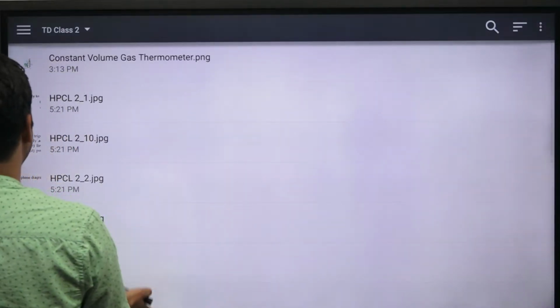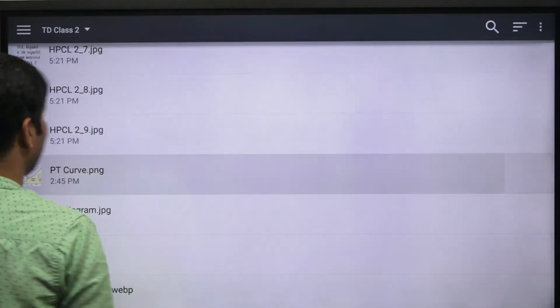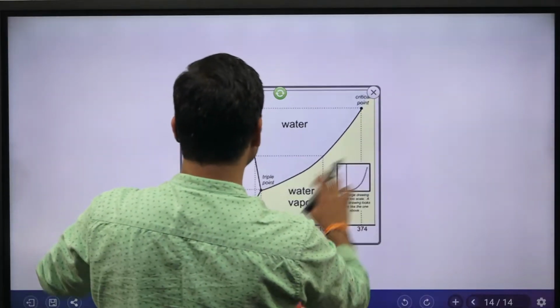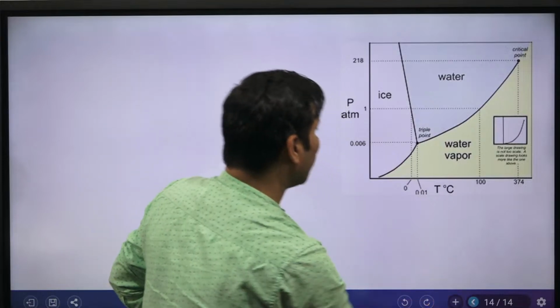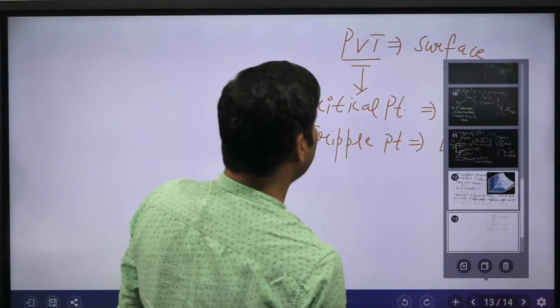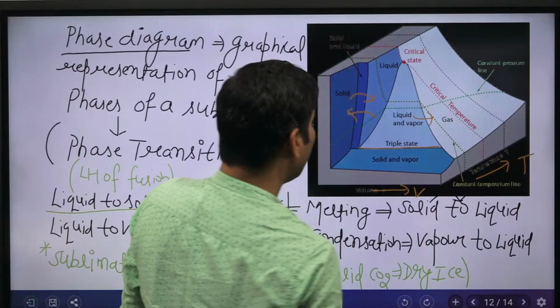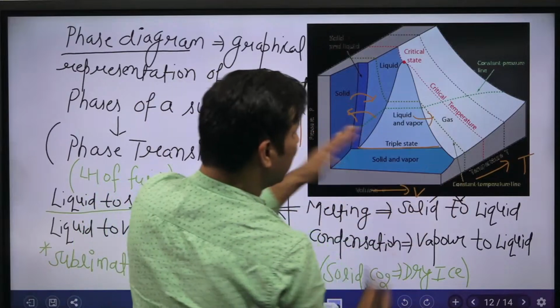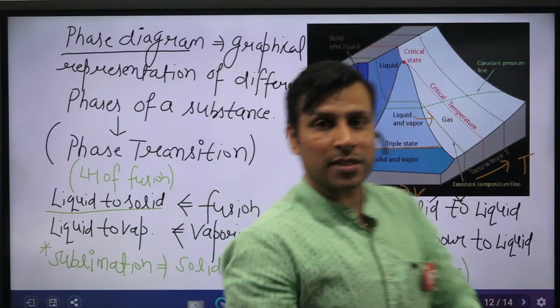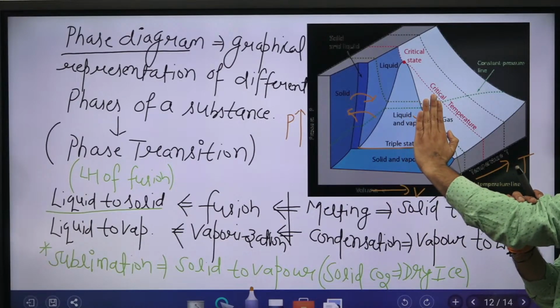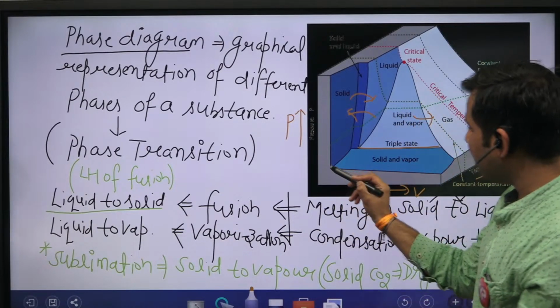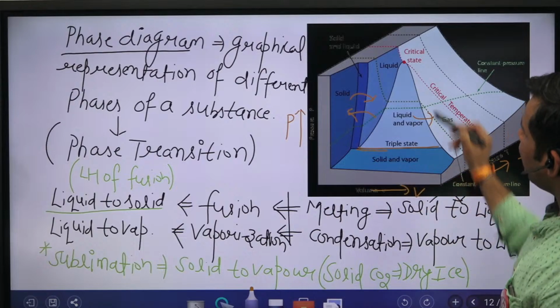You can have this diagram on PT surface also. Suppose if I show this part, what I want to say, guys, is why we are having this curve. If you observe only this part, guys, P versus T, and if you hide this part and observe from this side, what you will get is a line, something like this, and then a curve like this.